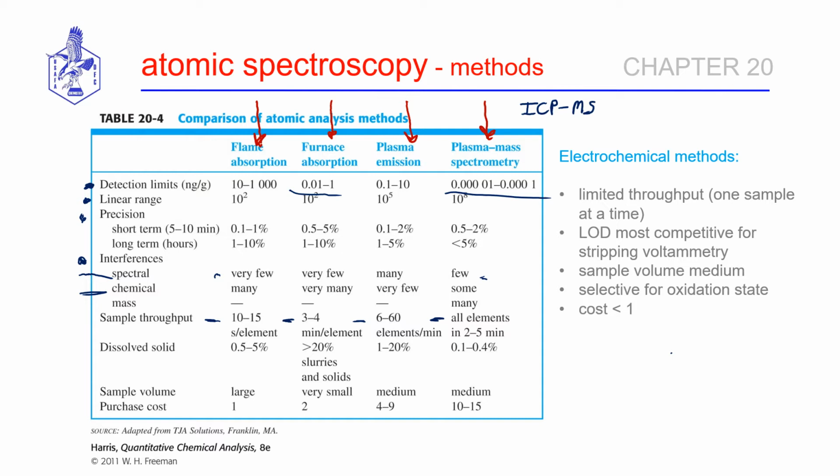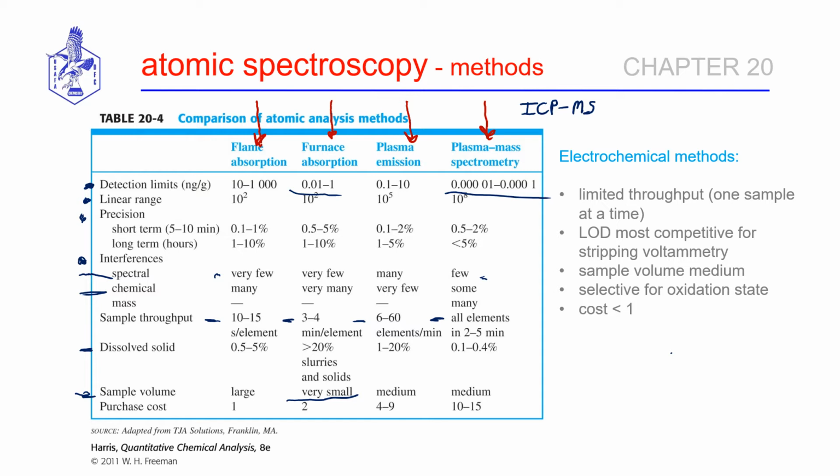Then we look at the nature of how we present the sample for analysis, and you can look at that data. And then finally, other practical considerations. How much sample do you have? Sometimes you're very limited. If you're a forensic scientist and you only have what was collected at the crime scene and it's a tiny amount, that could be a consideration. The methods that have the huge advantage on sample volume are the electrothermal methods. They require just a few microliters of sample.